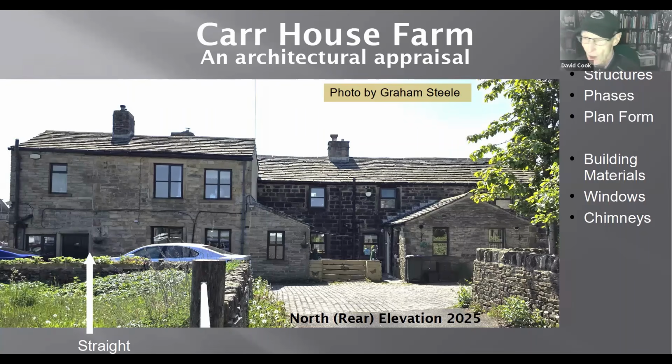architectural side of it. On the right-hand side, this is looking at the structures which make up the whole building, the phases in which these structures were added, in some cases taken away through history, the original plan form, and how changes to the building affected the plan form and the use of the house and the number of households that were actually in Carr House Farm at any time.